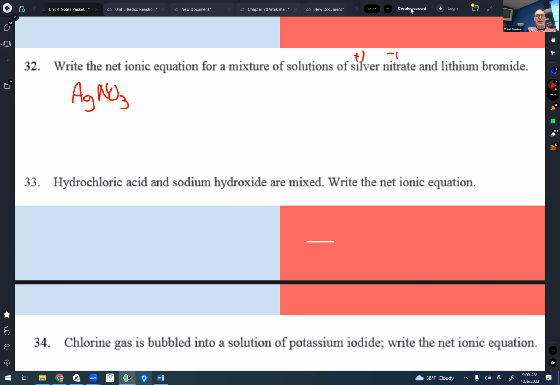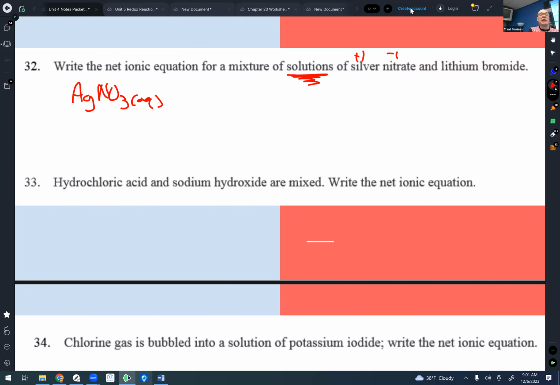By the way, it says a solution. Put this in your notes: if it tells you it's a solution, it is aqueous. That means it has dissolved in water. That is the definition of an aqueous material: it is a solution. It has dissolved in liquid, liquid being water.